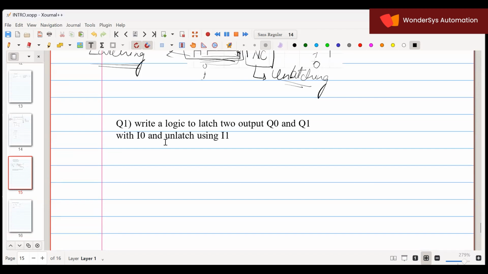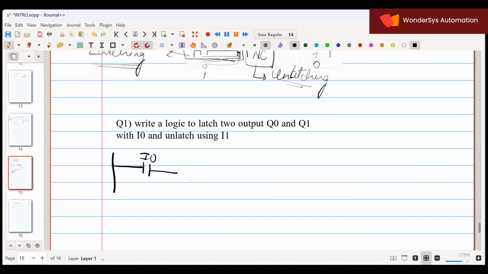So in the last class, I had said to write a logic to latch two outputs, Q0 and Q1, with I0 and unlatch using I1. Now I am latching both the outputs using a single switch, and I'm unlatching using another single switch. So you can use two rungs or you can do it in a single rung. Both are right.